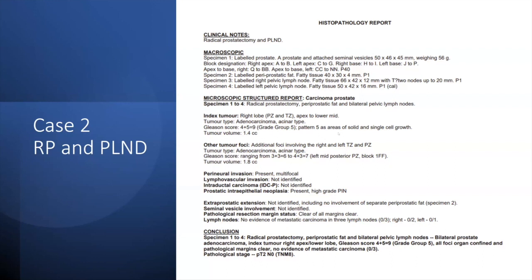All I really need to do, we use tertiary pattern in radical prostatectomy. So if I'm seeing a pattern 5 that's over 5%, then it would change from being a 4+3 with tertiary pattern 5 into a grade group 5.